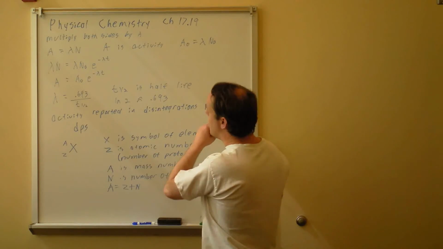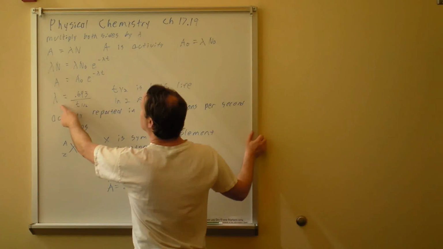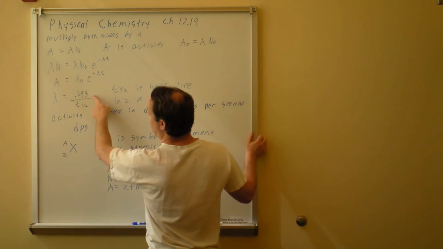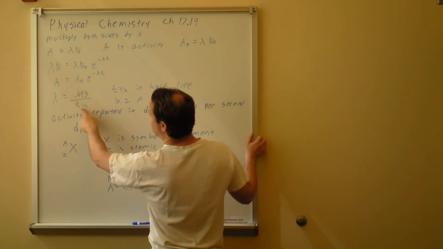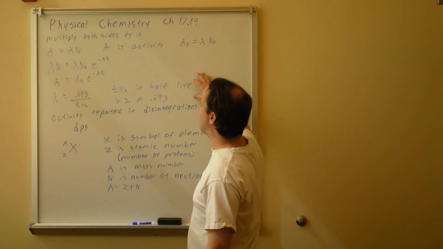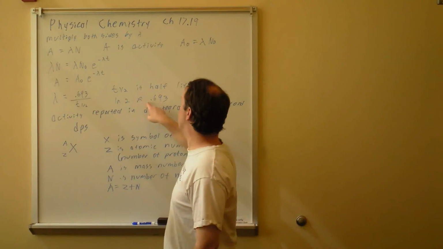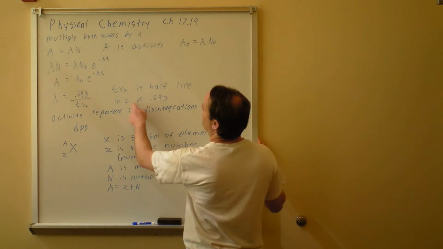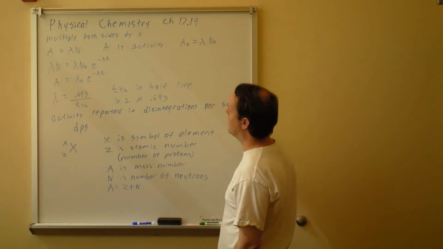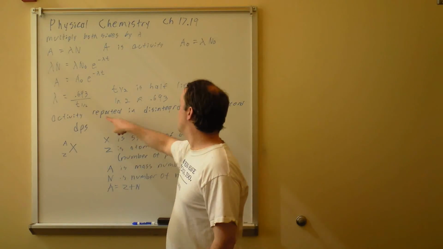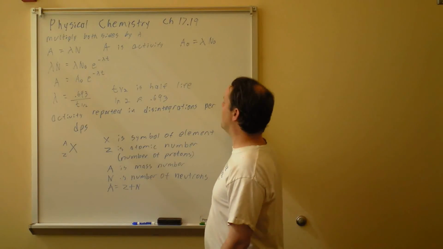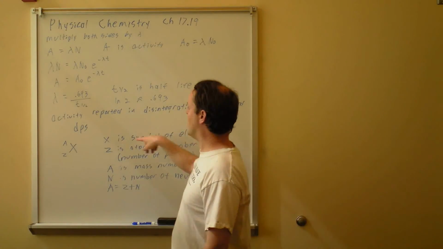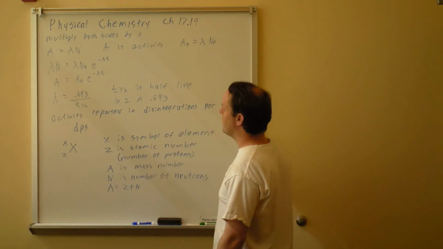So lambda turns out to be 0.693 divided by t1/2. t1/2 is the half-life, and 0.693 is an approximation of the natural log of 2, because that's to get 1/2. I'm not going to show you the math. The activity reported is going to be in disintegrations per second, or just dps, that's the unit.